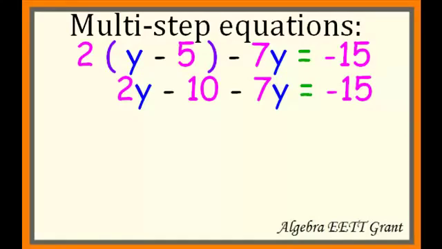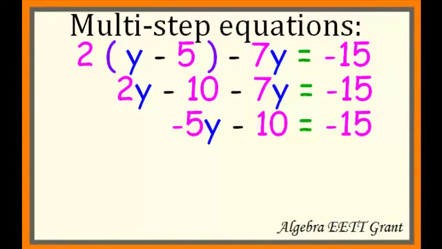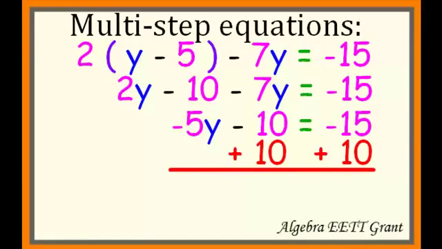Now, we collect like terms. So the 2y and the negative 7y will give you a negative 5y. Now, the negative 10, I just brought it down, and the negative 15, I brought it down. Now, this looks like a two-step equation. So, to get the negative 10 to the other side, which is what we always have to deal with first, any number added or subtracted with our variable, we're going to add 10 to both sides. On the left side, the 10s cancel off, so we get negative 5y equals, and negative 15 plus 10 is negative 5.